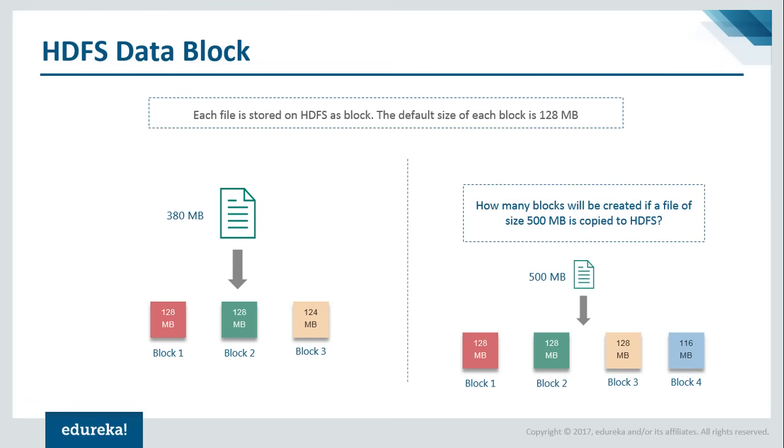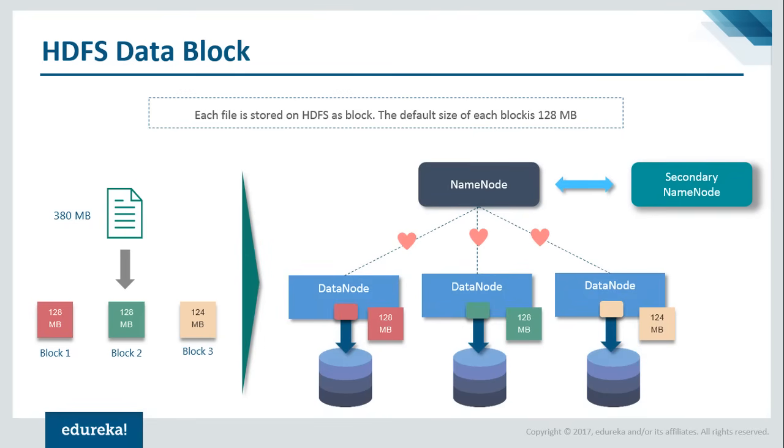All right, so yeah, of course, it will get distributed into 4 blocks. The first 3 will be of 128 MBs, and the fourth block will be of the remaining, which is 116 MB, right? So this is how your data gets divided into blocks and is distributed across the cluster. Now let us understand how exactly it is distributed, right?